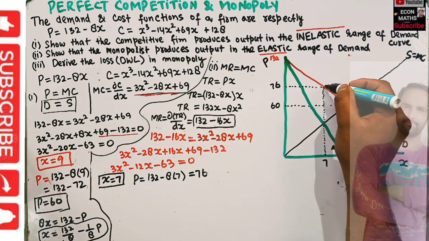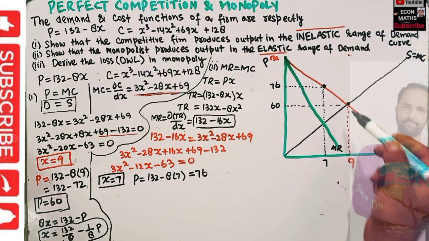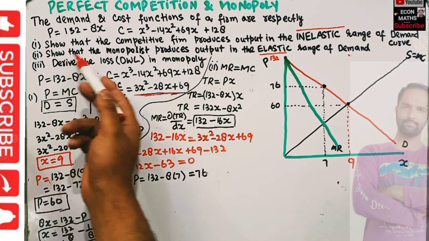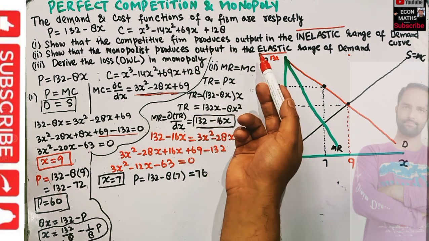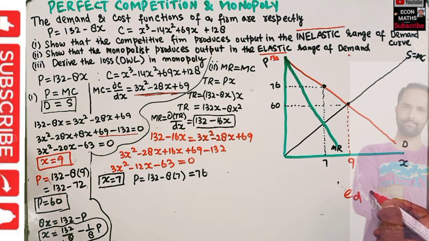Now we are at this point. Monopoly output is this. This is the perfect competitive output. Now what is the elasticity of demand? At this point, as I have told you, we have to show that the monopolist produces output in the elastic range. So we should get elasticity of demand greater than 1.